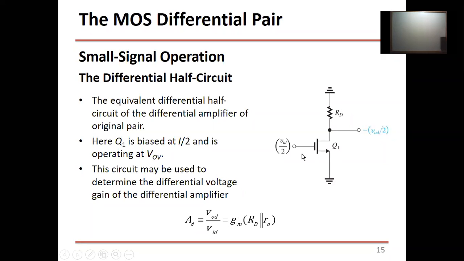You cancel the 2 with the 2, and you end up with V output D divided by V input. So analyzing half the circuit gives you exactly the same gain formula as we had before. So you can analyze half the circuit and get the same result.